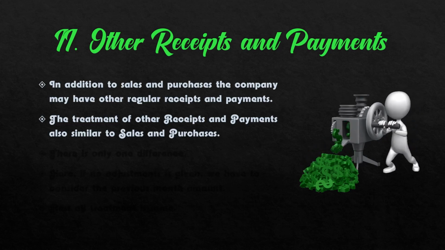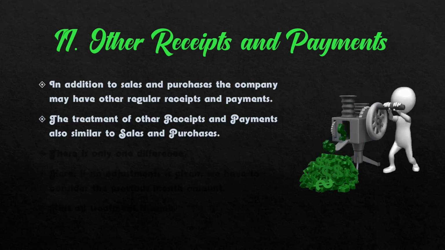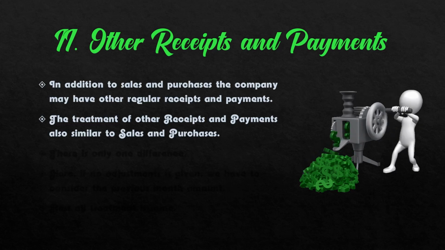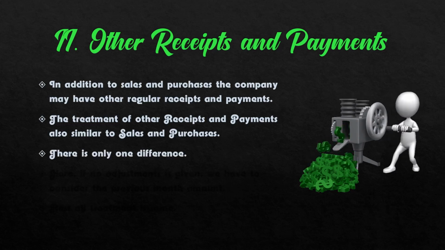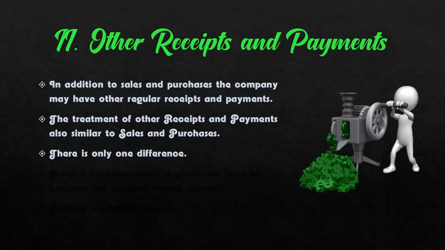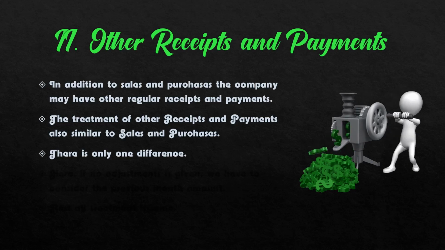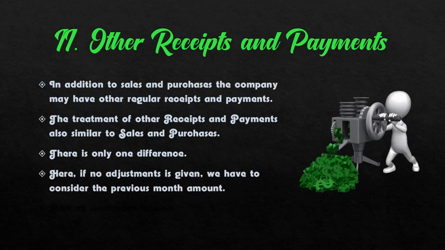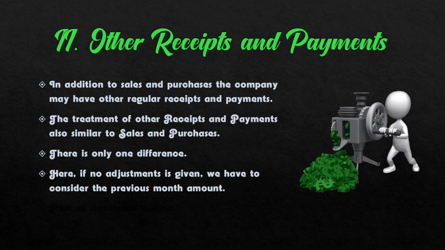Whatever the adjustment given, the way you are going to calculate is exactly the same as how you calculate for sales and purchase. There is only one difference. When you do the calculation for other receipts and payments, there is only one difference. Here, if no adjustment is given, we have to consider the previous month amount.